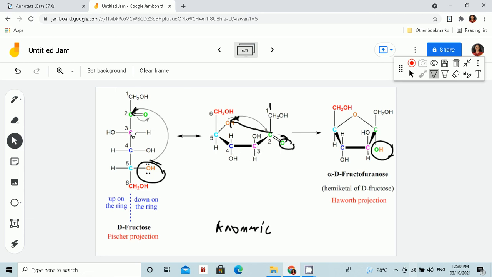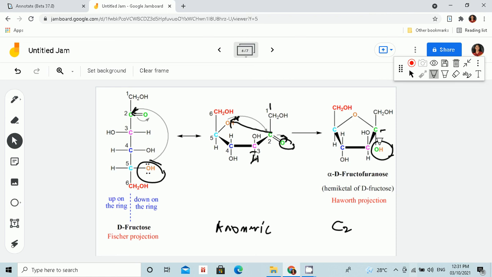For the case of carbon 3, the H is on the right, so we have below. And for the hydroxyl group, it's on the left side, so it's up. All on the right will be below the ring. All on the left side will be above the ring. Note that C2 is our anomeric carbon if it is a ketone. When a ketone is attacked by an alcohol, the anomeric carbon is C2.